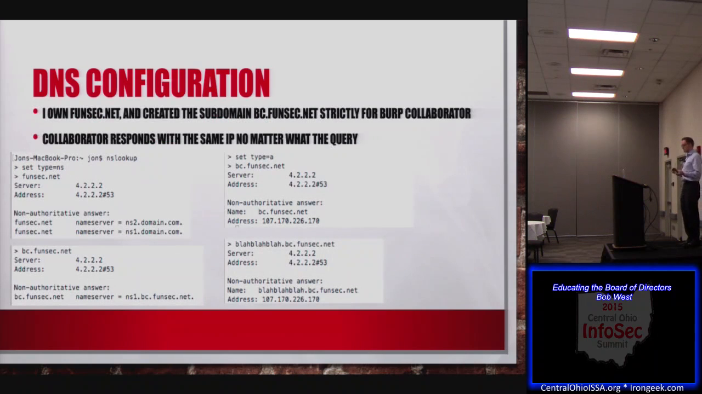So you can see here, you just do the NS lookup on the left. I just did it for my domain, bc.funsec.net. Then on the right, at the bottom right there, I just did random text.bc.funsec.net, and it will always respond back with its own IP address, no matter what you send it.